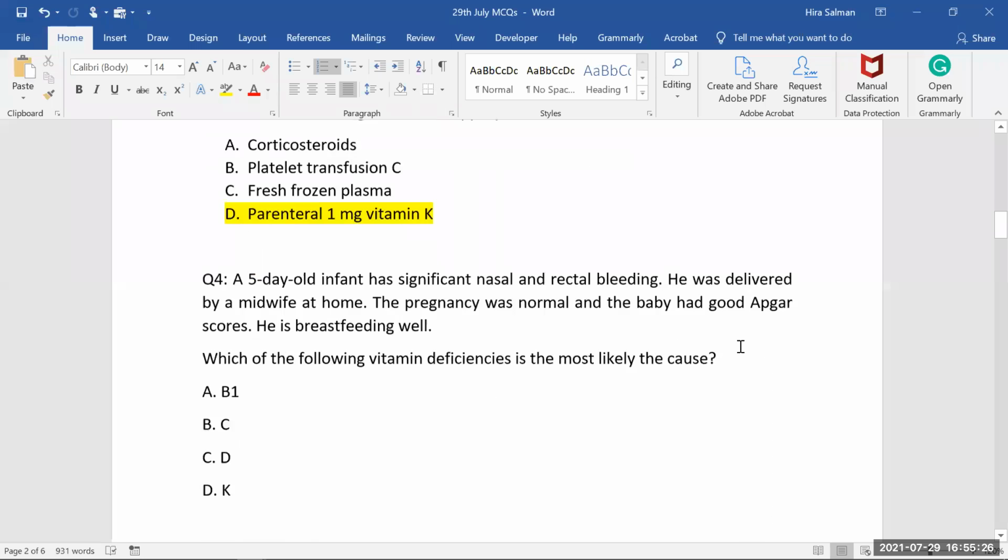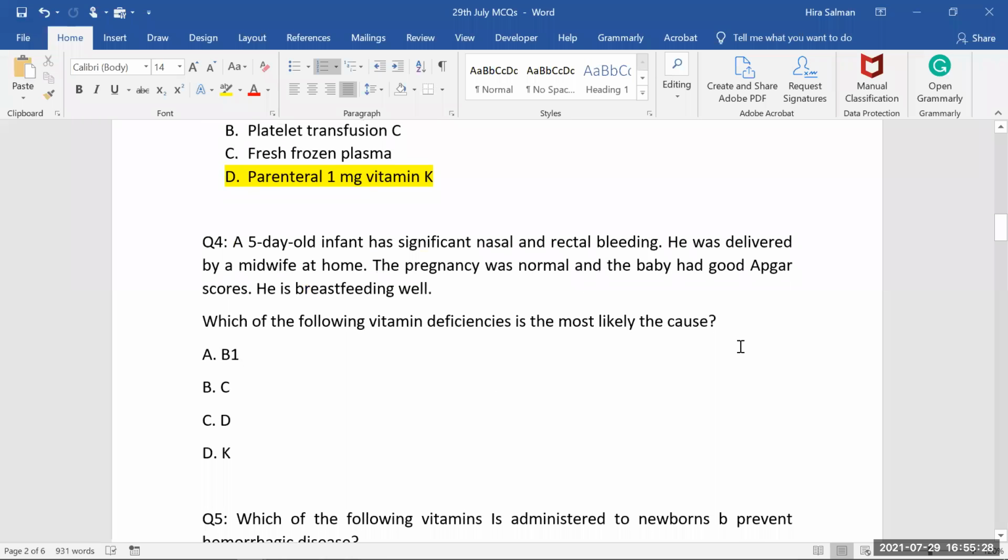Now, the next question. A 5-day-old infant has significant nasal and rectal bleeding. Again, this boy is 5 days old. He was delivered by a midwife at home, again a home delivery. The pregnancy was normal and the baby had a good Apgar score. He is breastfeeding well. It means there is nothing wrong in the body, except: which of the following vitamin deficiencies is the most likely cause?